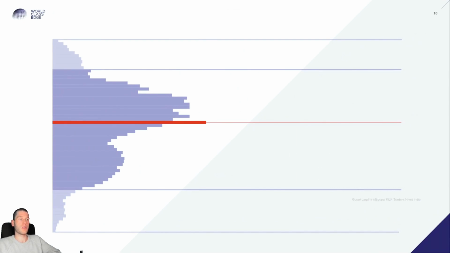So this could be another naked volume profile. We have the absolute low, we have the absolute high, we have the value area high, we have the value area low, and we have a POC. Profiles can look very different.